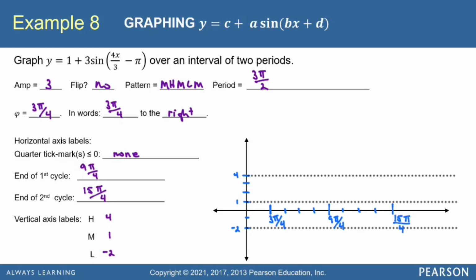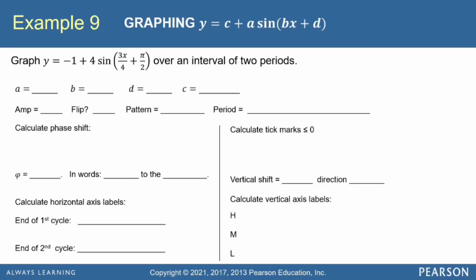And now we're ready to place our dots. We remember that our pattern was middle, high, middle, low, middle, but the middle now goes on this middle dotted line. So at the phase shift, but on the dotted line, we'll put middle, and then high, middle, low, middle. That is the first period. And then we repeat that for the second period, and then just smoothly connect your dots to get a sine curve.